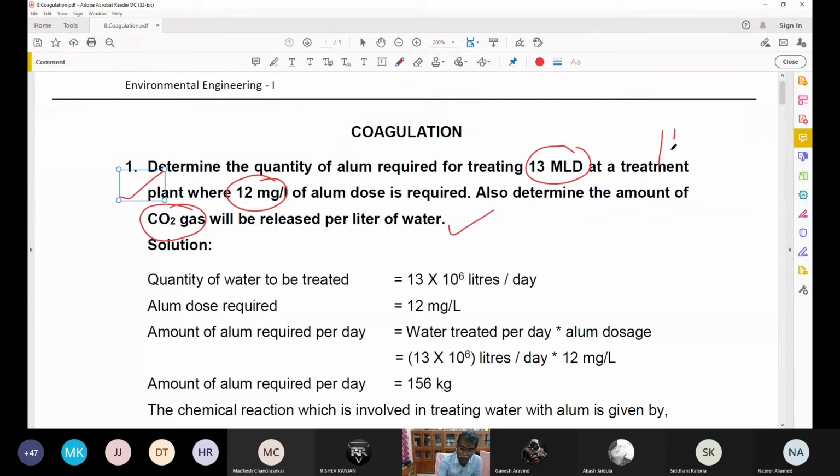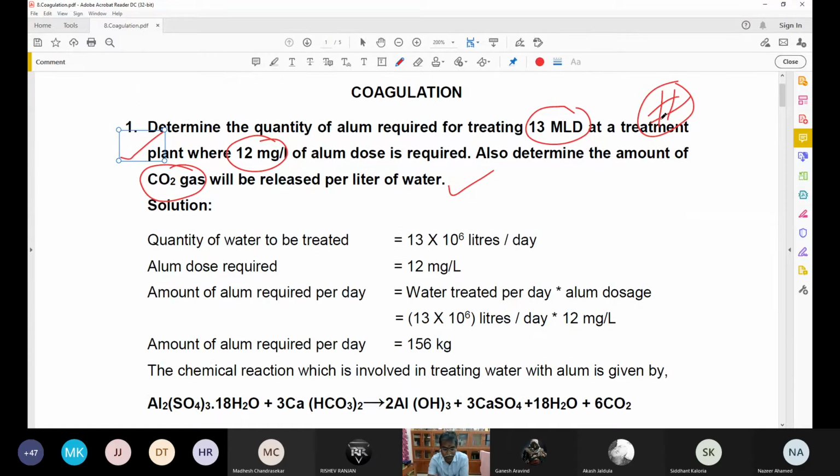Okay, so here the problem statement says the coagulant used is alum, and the water to be treated is 13 MLD, and it is being optimized in the laboratory. You may require 12 milligram per liter of alum. Now you have to estimate how much alum is required to treat this quantity of water. At the same time, because of the addition, you could also estimate how much carbon dioxide will be released per liter of water. Is it fine?